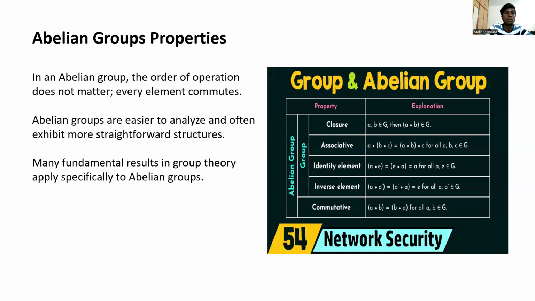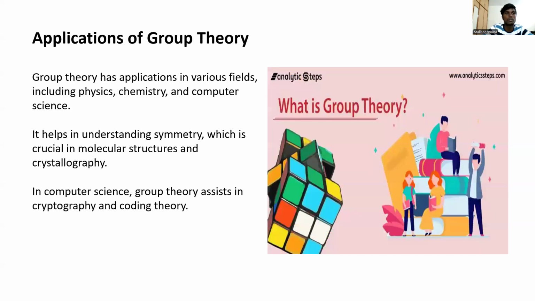Abelian group properties. In an abelian group, the order of operation does not matter. Every element commutes. Abelian groups are easier to analyze and often exhibit more straightforward structures. Many fundamental results in group theory apply specifically to abelian groups.